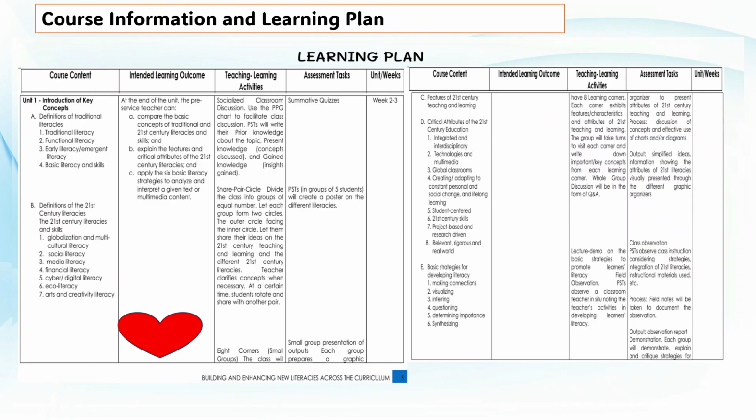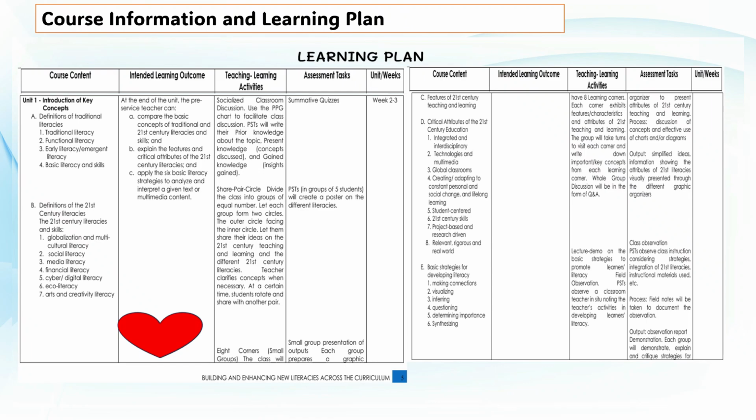Activity. We will conduct an 8 corners activity. Each corner will exhibit 1 feature of 21st century teaching and learning. Groups will rotate, visit each corner, and write down key concepts. Output: simplified ideas and information visually presented through graphic organizers. Assessment and evaluation. Graphic organizers will be graded based on completeness, accuracy, and visual presentation.